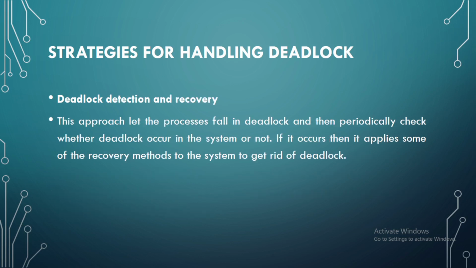And the last strategy, deadlock detection and recovery. This approach lets the processes fall into deadlock and then periodically checks whether deadlock occurs in the system or not. If it occurs, then it applies some recovery methods to the system to get rid of the deadlock. Okay. In the next videos, we will see deadlock avoidance and deadlock prevention strategies in detail.